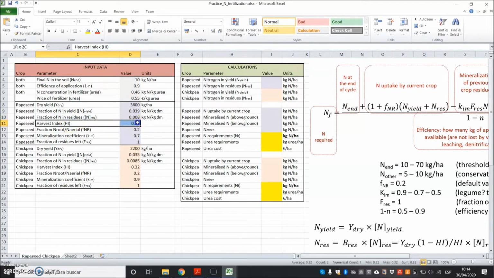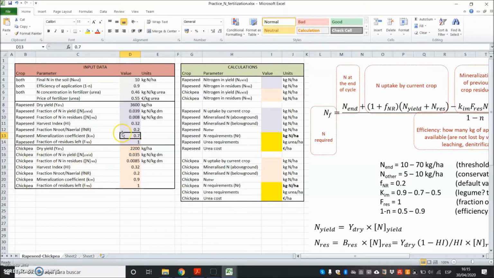We have also obtained information on the harvest index, the fraction of nitrogen in roots versus the aerial nitrogen. We are going to use the default value, which is 0.2. And well, the mineralization coefficient in this case will be 0.7, because we are considering that we are making tillage, but rapeseed is not a legume. And yeah, the residues left in the field will be 100%.